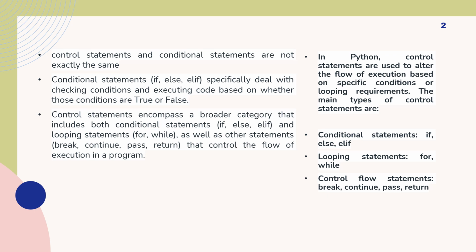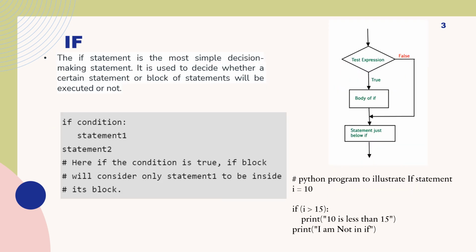The conditional statement includes if, else, and elif. It deals with checking a condition and executing code based on whether the condition is true or false. But the control statement is a broader category. It includes both conditional statements like if, else, elif, and looping statements like for and while, and also other statements like break, continue, pass, and return. So in this session we will cover only the conditional statements, which include if, else, and elif.